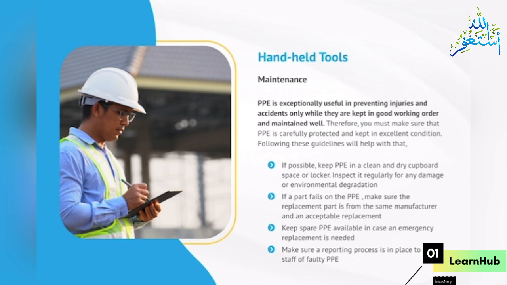If a part fails on the PPE, make sure the replacement part is from the same manufacturer and an acceptable replacement. Keep spare PPE available in case an emergency replacement is needed. Make sure a reporting process is in place to alert staff of faulty PPE.